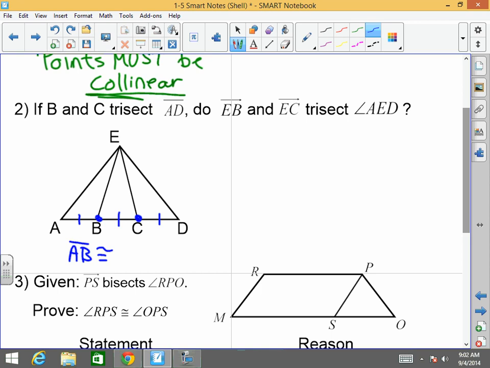But can points ever define the trisection or bisection of an angle? No. Can you just assume that just because the segment has been trisected, the angles are trisected? The answer is no. You cannot assume that. All we can guarantee from the facts that we were given is that AB is congruent to BC, which is congruent to CD. But the fact that the segment has been trisected does not mean that the angle is trisected.